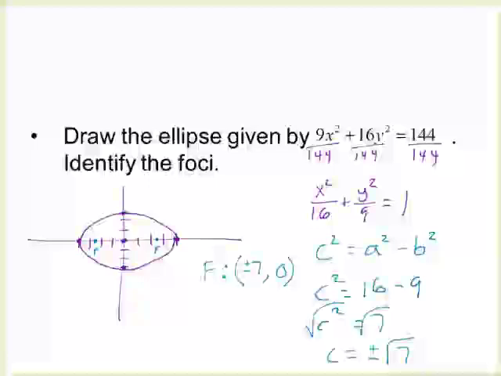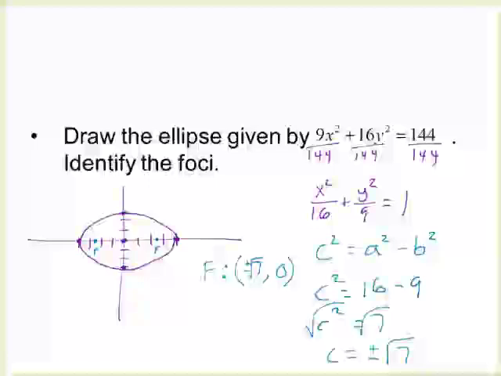What did the foci do again? The foci are the 2 points, like when I had the tape on the board, that's where the tape is. Wait, so is it plus... Oh, yes, thank you. Plus or minus the square root of 7.